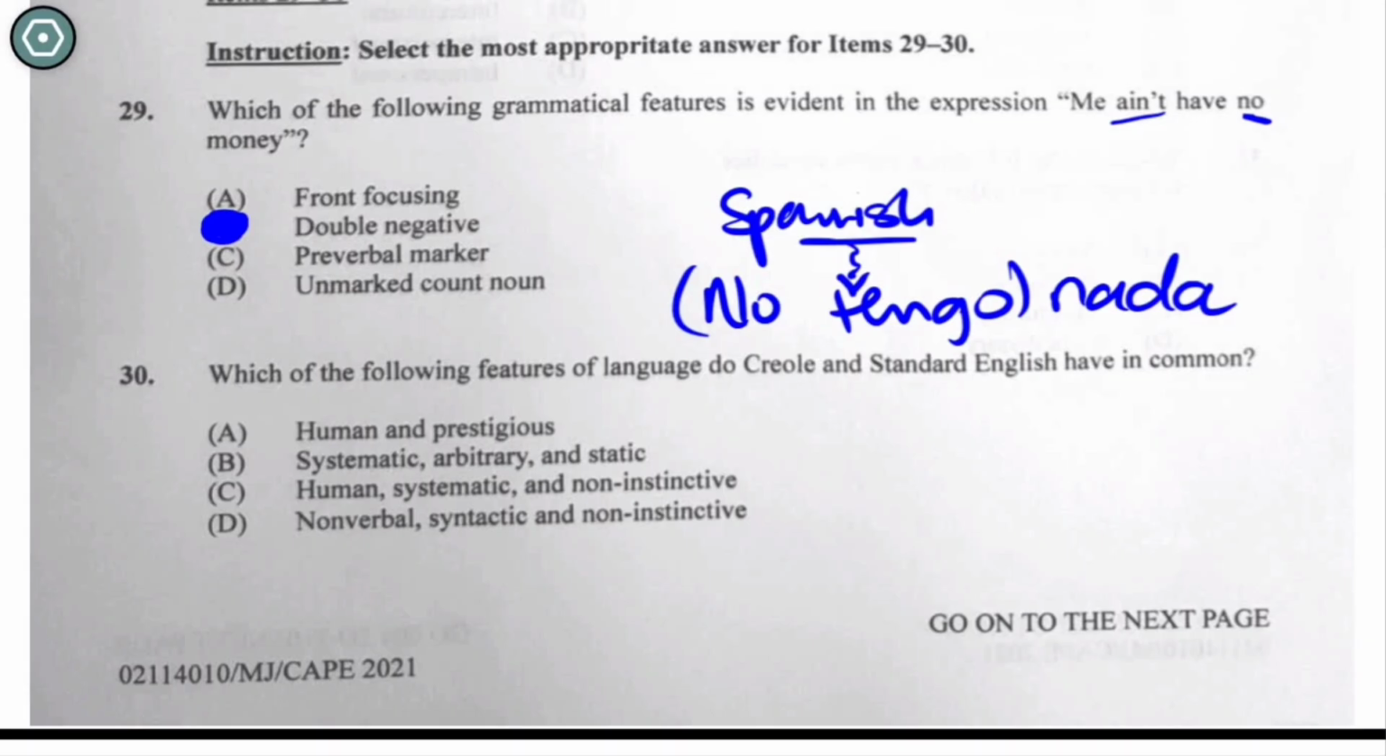Which of the following features of language do Creole and Standard English have in common? Human and prestigious.